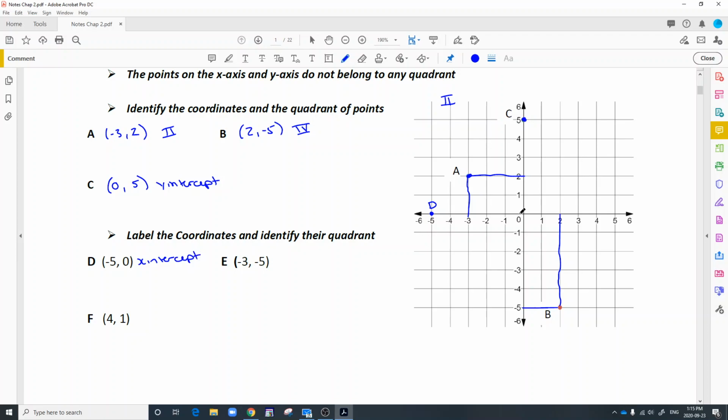E, I'm going to go left, so a negative direction for x, and then down, so a negative direction for y. And I'm going to put my point here. And this is in quadrant 3. And then lastly, point F, and hopefully you've paused the video and come back. If not, do that now. But point F asks you to go 4 in a positive direction and then 1 in a positive direction up. And this would be point F, and it's in quadrant 1. All right.